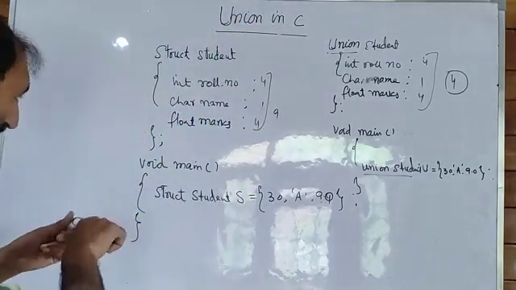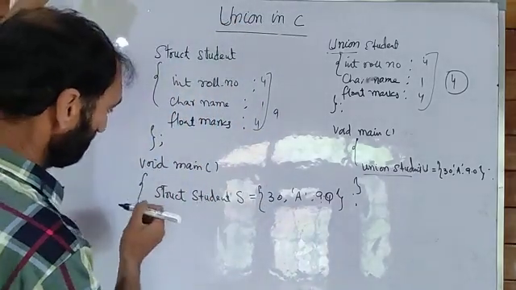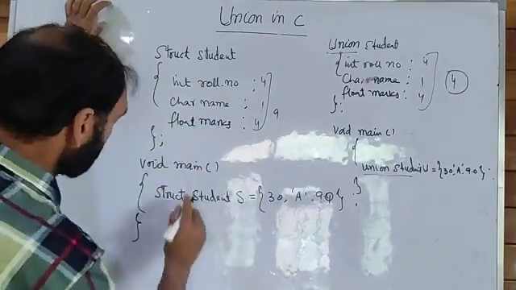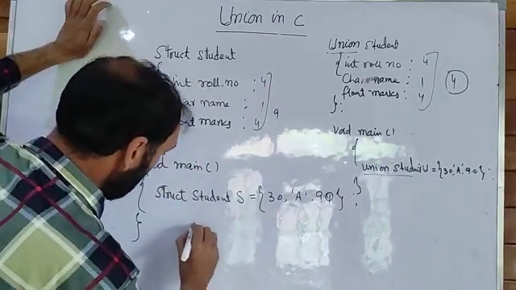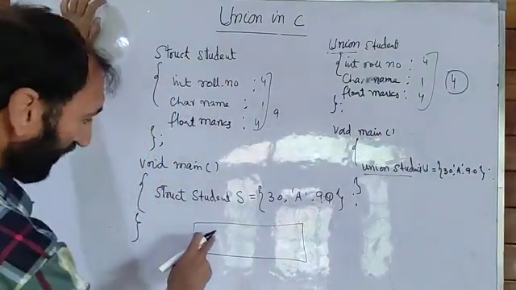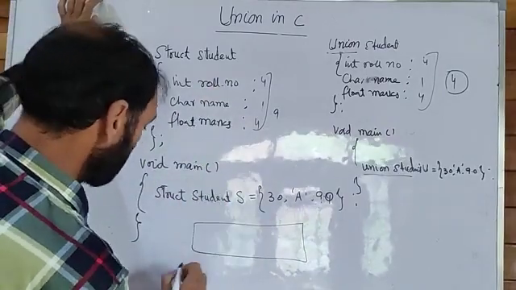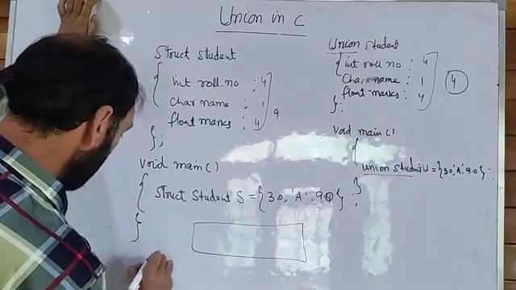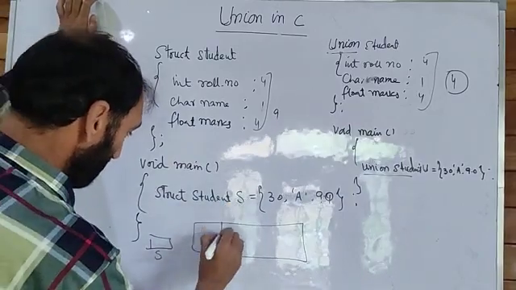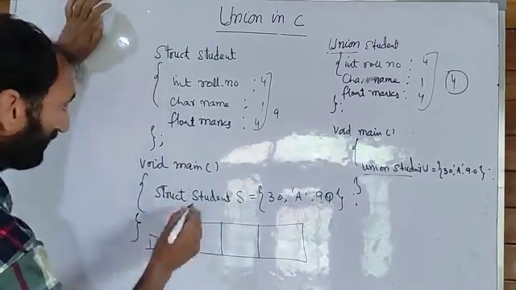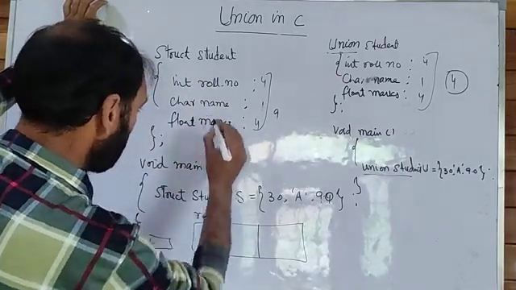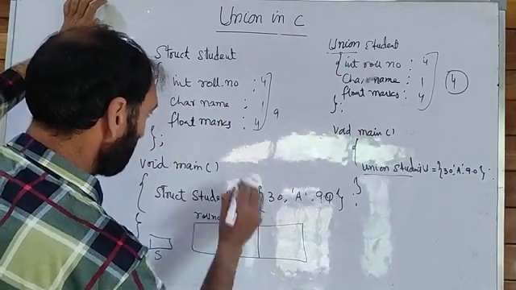Now for example, take a structure. We know that this structure in memory contains how many members? S is the variable. S is the name of the variable. For example, here S is the name of the variable, and this is the roll number, and the name, then marks.